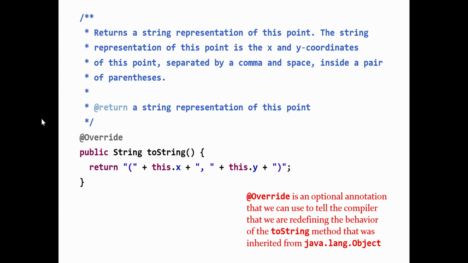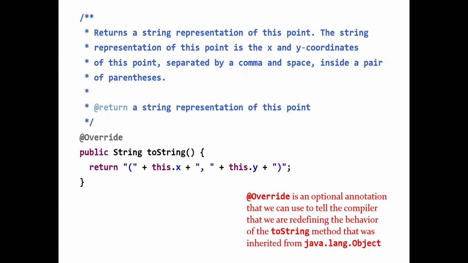In this case, the compiler will check, is there a method called toString that returns a string and is public in the class object? If there isn't, the compiler will tell you this is not an override of an existing method. When you replace a method that you inherit from another class, that's called overriding the method. If this method does exist in the object class, then the @override tag does nothing.